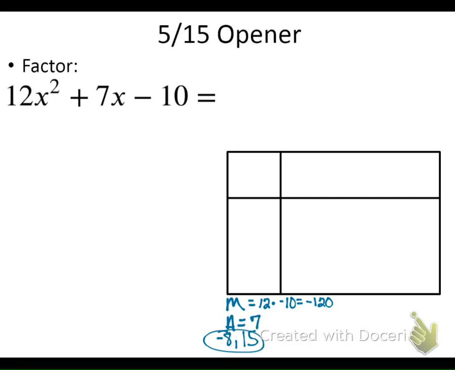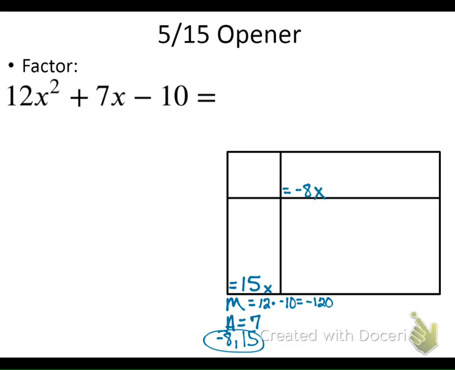So negative 8. Good. This negative 8 and 15 becomes the area of my top right and bottom left rectangles, so I'm going to go ahead and put that in. Negative 8 and 15. Now negative 8 plus 15 equals 7, so we're talking about this middle term here. What variable needs to go with that negative 8 and 15? X.